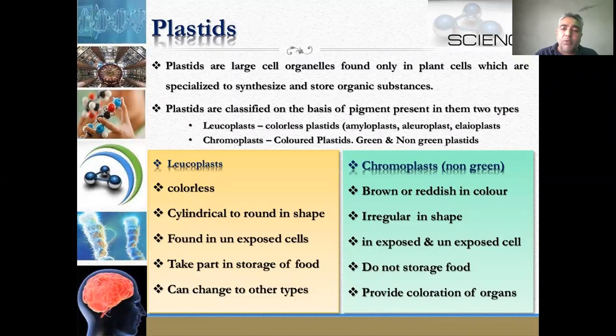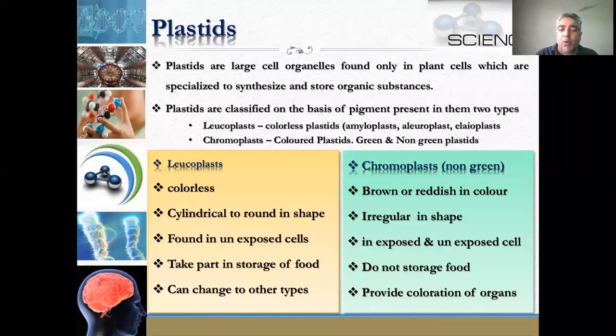Here I want to tell you the difference between leucoplast and chromoplast. Leucoplasts are colorless plastids, cylindrical to round in shape, found in unexposed cells, take part in the storage of food, and can change to other types. And chromoplasts are brown or reddish in color or green, come under the chloroplast, irregular in shape, found in exposed and unexposed cells, do not store food, and provide coloration of organs.